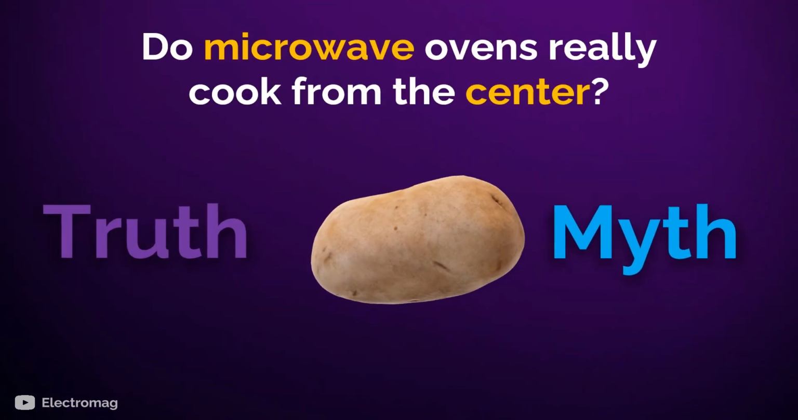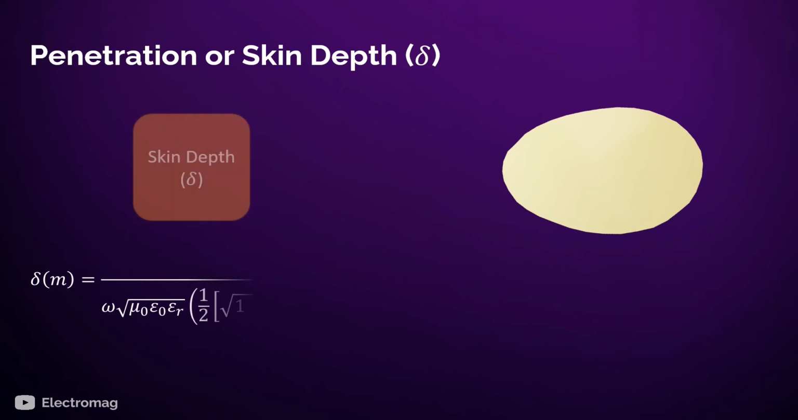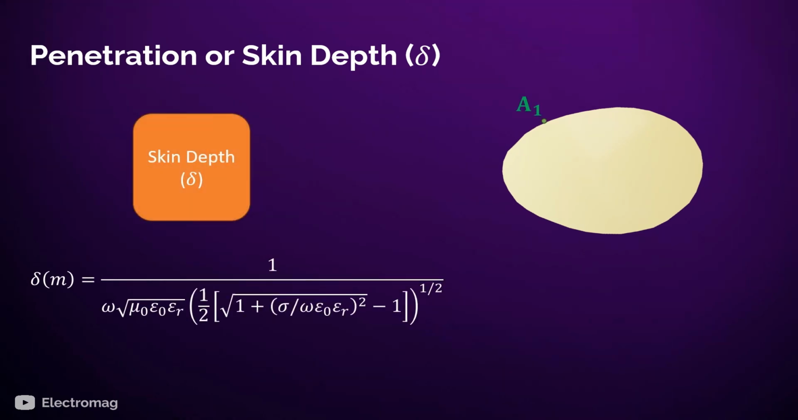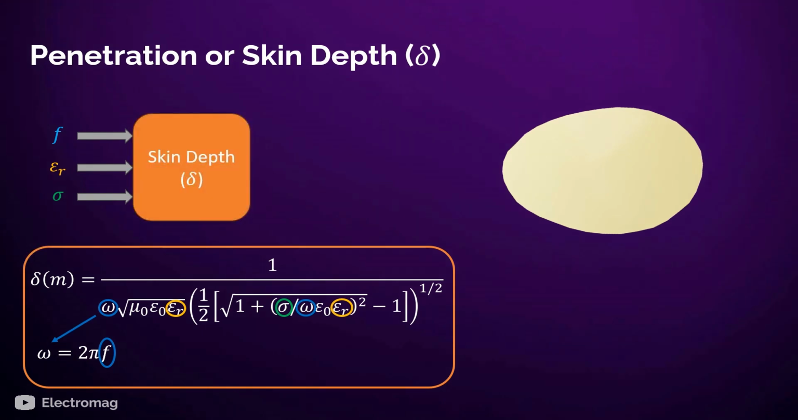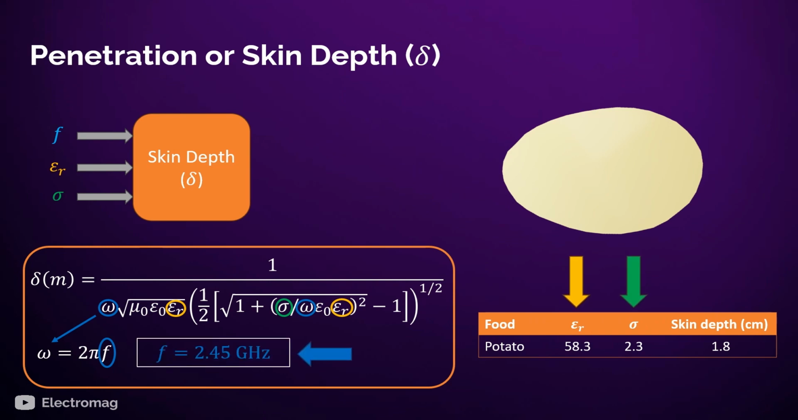Do microwave ovens really cook from the center? To find the answer, we should know how far the electromagnetic wave can penetrate inside the food, which brings us to a concept known as the penetration depth or skin depth, indicating the depth at which the wave reaches 37% of its initial value. The penetration depth depends on the dielectric property and the conductivity of the food, and also the frequency of the wave through the angular frequency. By knowing all three of these variables, we can calculate the penetration depths of the waves into any material. For example, for a potato, based on these variables, the penetration depth is assessed to be 1.8 centimeters.